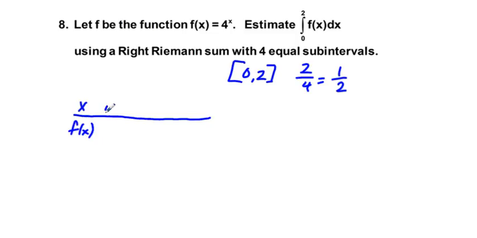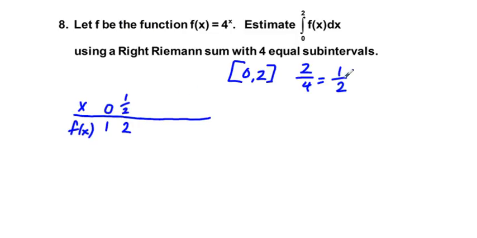And for 0, if we plug in 0 for this function, 4 to the power of 0, that's going to be an output of 1. Next, we have 1/2. That's going to be the square root of 4 to the 1/2 power, so that's going to give us 2.